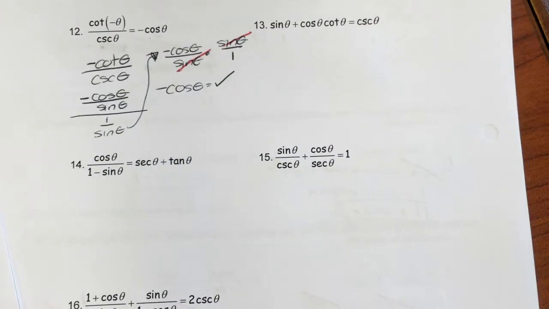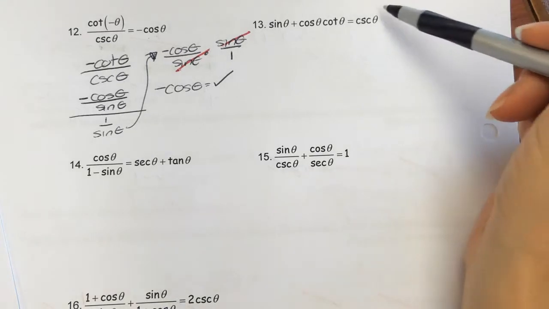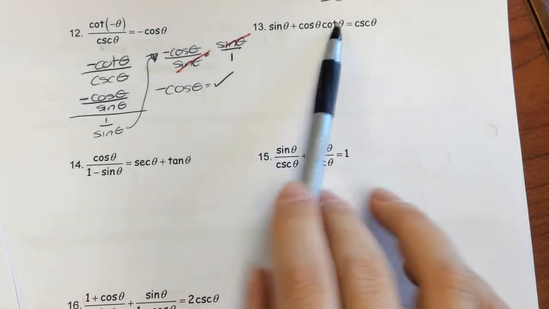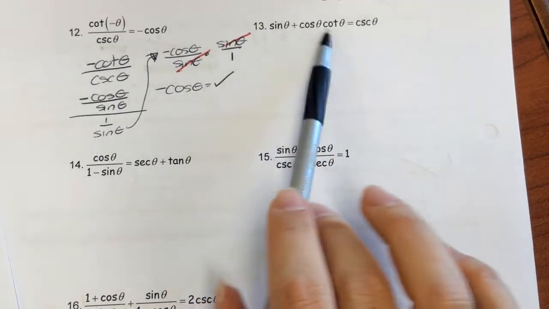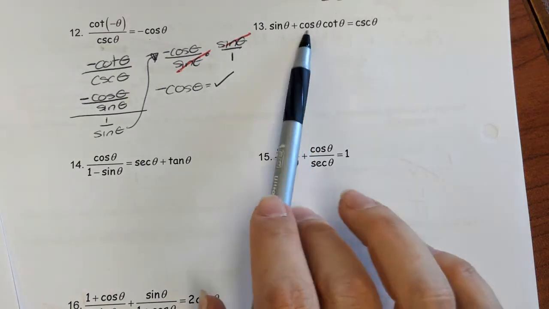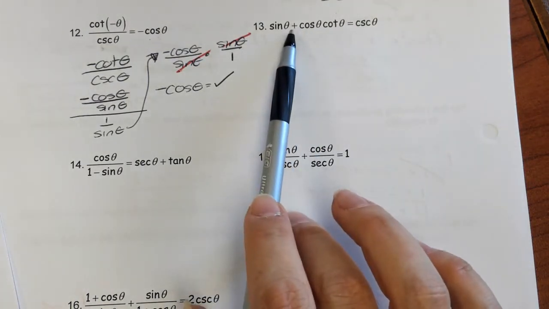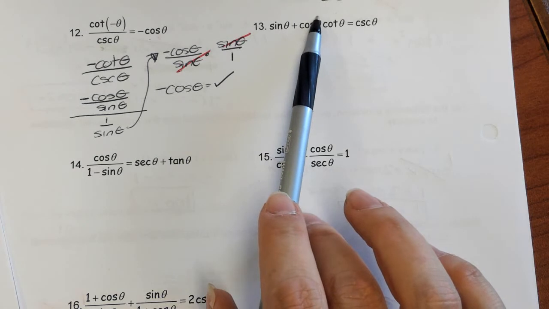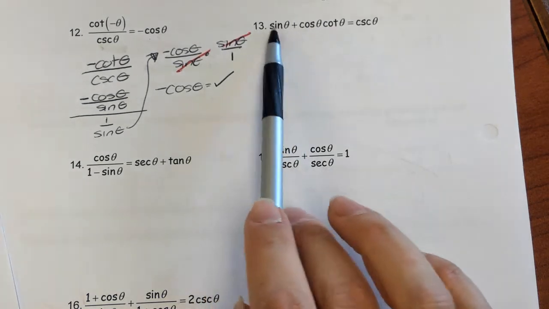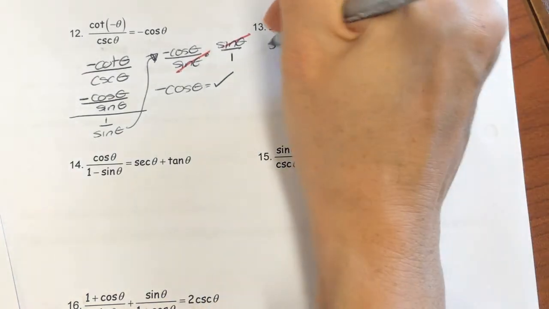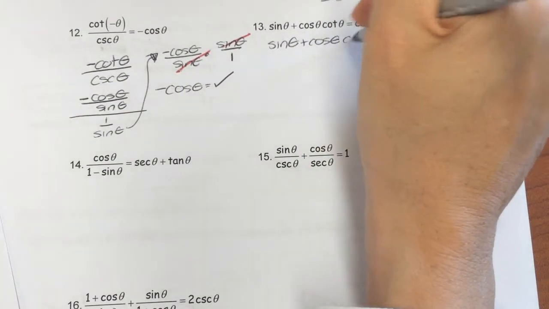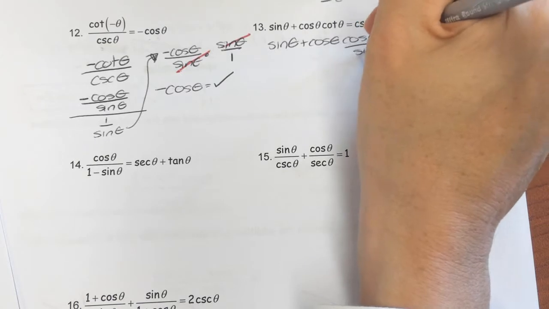All right, number 13. I'm trying to end up in cosecant. I'm adding, but they're not fractions, not yet at least. So this one is not Pythagorean identities. Right now I can't do a common denominator. There's no factoring. So I'm going to change everything to sine and cosine. So I have sine theta plus cosine theta, and cotangent is cosine theta over sine theta.